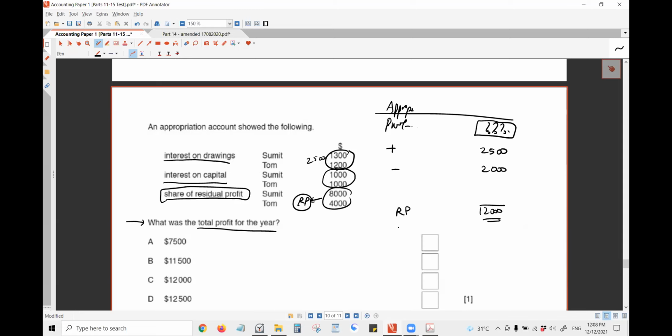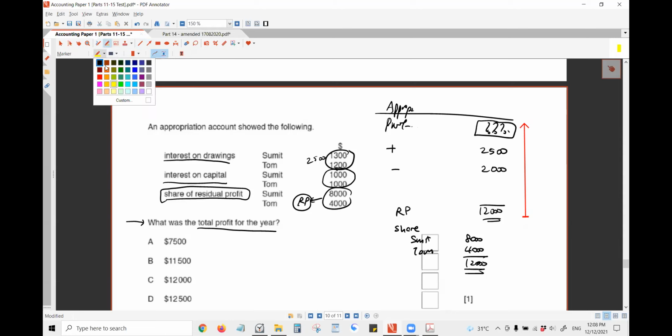Because they have done the sharing for you, Sumi and Tom, 8,000 and 4,000. You add them up together, you will get residual profit. Then easy. I have shown you the numbers. You just have to work backwards to find the profit for the year.